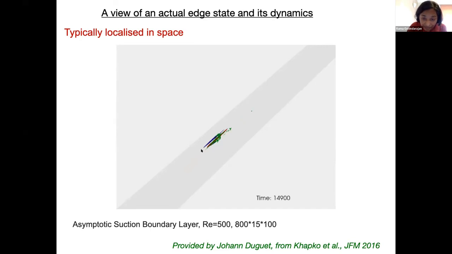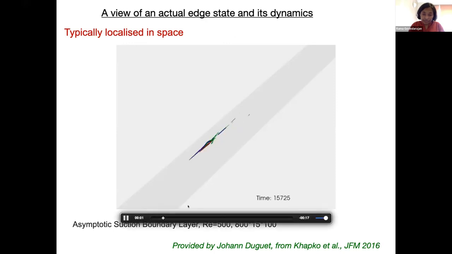And he sees that this is a very, very localized state. You can't even imagine it, but it so happens that the edge states are all localized states. So what you need to do is, in the asymptotic suction boundary layer, in one teeny little corner of it, give longitudinal streaks like this and some perturbations like this, and that will be your perfect edge state. You can give that, let the thing run and see what happens. So let's watch the movie first.